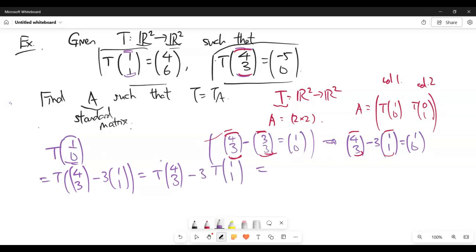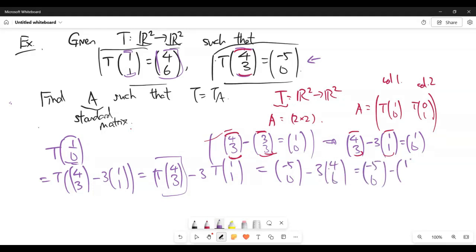And T of 4, 3 is given, right? Which is the second vector here, which is minus 5, 0, minus 3 times this vector, 4, 6. So you can do this calculation yourself. It's a simple task now. I think the vector is like this. This is our column 1 for the standard matrix A.